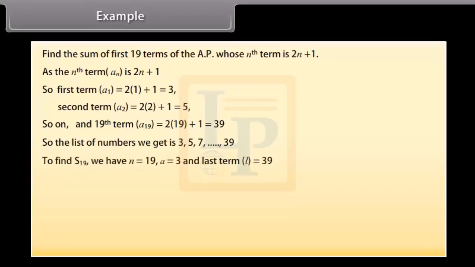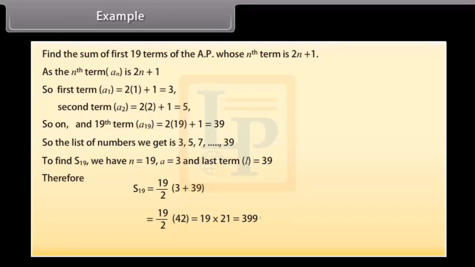Now to find S19, we have n as 19, a as 3 and l as 39. Therefore, S19 is equal to 19 upon 2 into (3 plus 39). This is equal to 19 upon 2 into 42, which equals 19 into 21, which is equal to 399. Hence, the sum of first 19 terms of the given AP is 399.